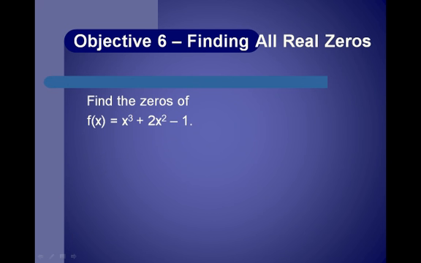Objective 6 is finding all real zeros. So let's do another one. Find the zeros of the function f of x equals x to the third plus 2x squared minus 1. Now notice this one is not just find the rational zeros, but it is find the zeros.